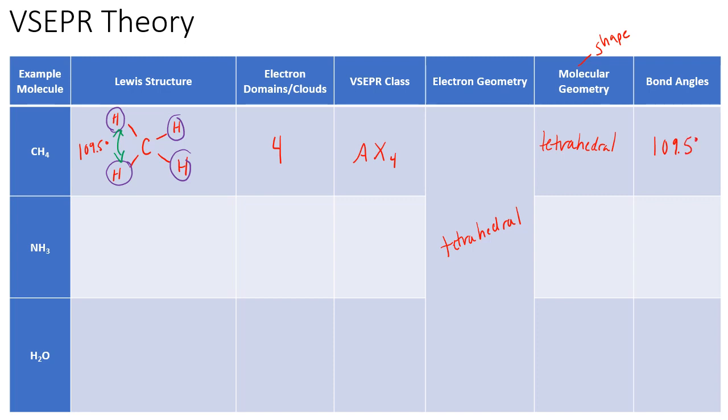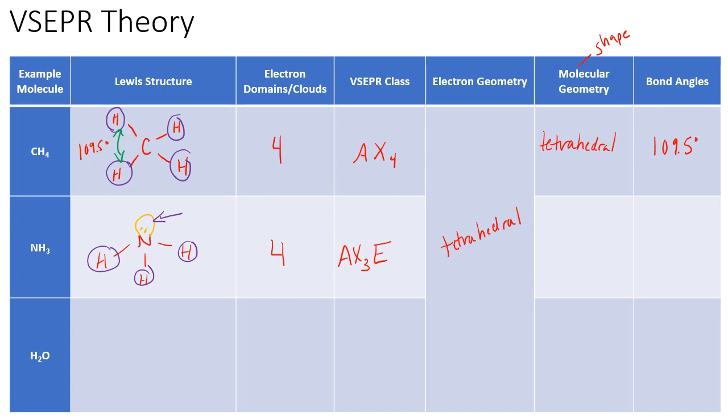When we move to the next one within the tetrahedral family, NH3 is a good example. If we draw our structure for ammonia, we're going to have 3 outer hydrogen atoms, and we're going to have 1 lone pair of electrons on our central atom. We still have 4 domains, 1, 2, 3 bonding domains, and 1 non-bonding domain, so the total is 4. Our VSEPR class we would represent as AX3E1 or AX3E.